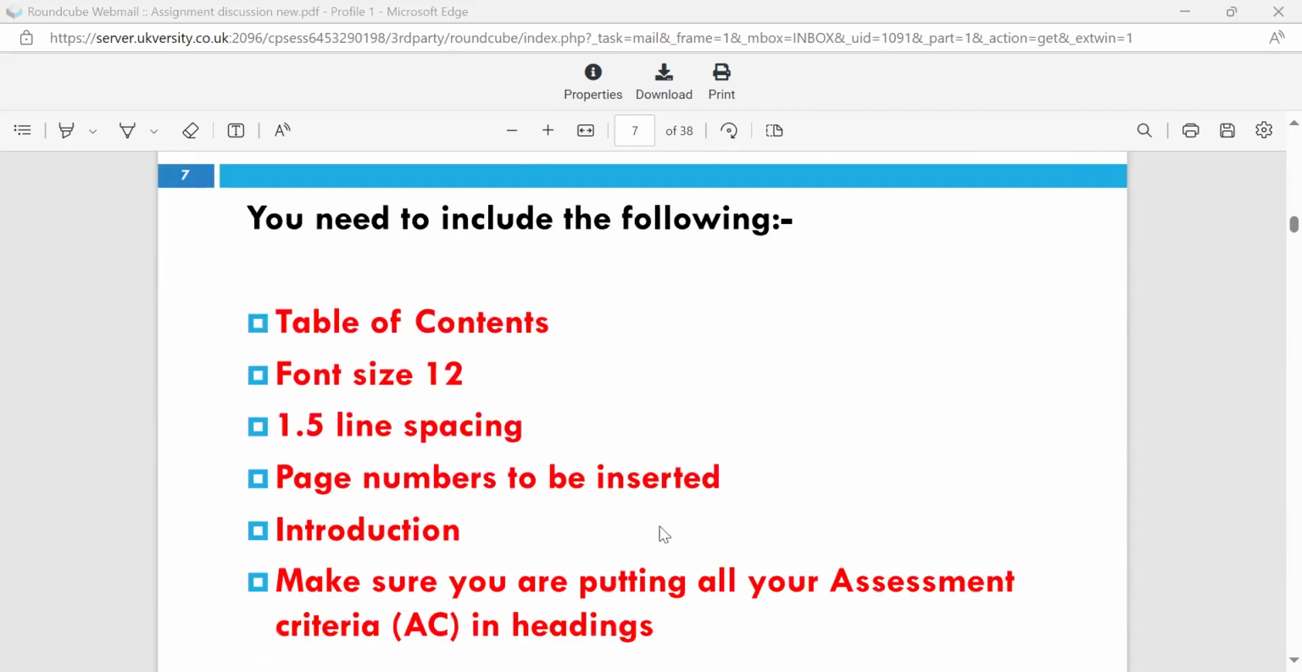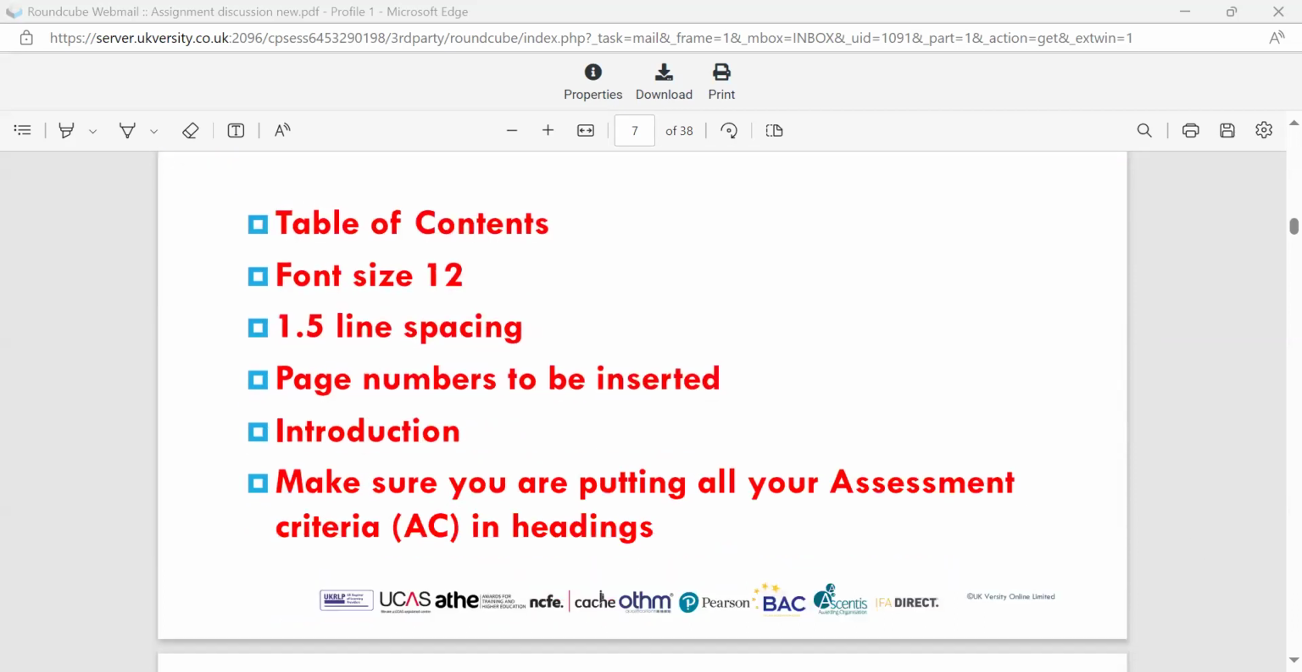So the start of the assignment, you need to include a table of contents. And why that is important is so that the person reading it is able to identify you covered each element in the table of contents. Font size 12. It needs to be 1.5 line spacing, page numbers to be inserted. And the reason behind the table of contents is that page numbers need to be inserted to identify where things are and where the work is.